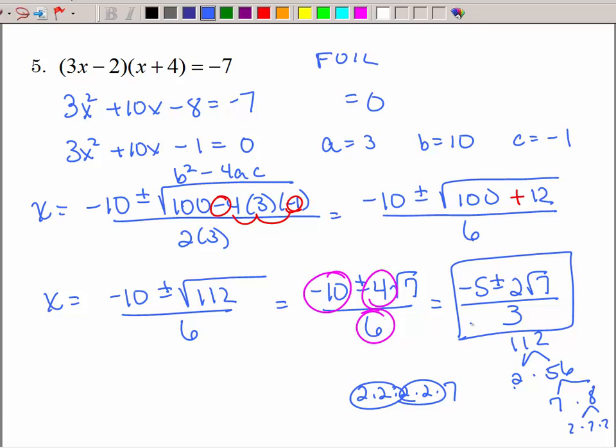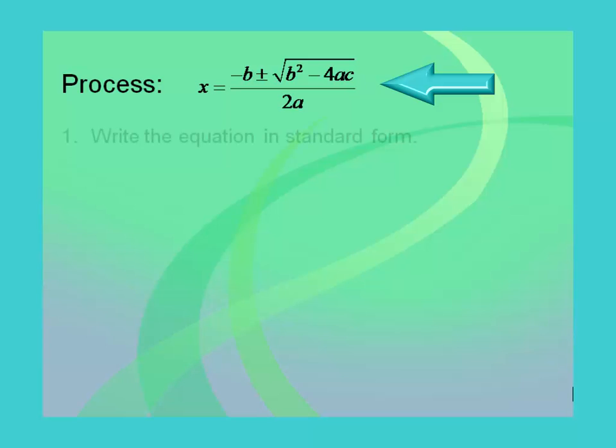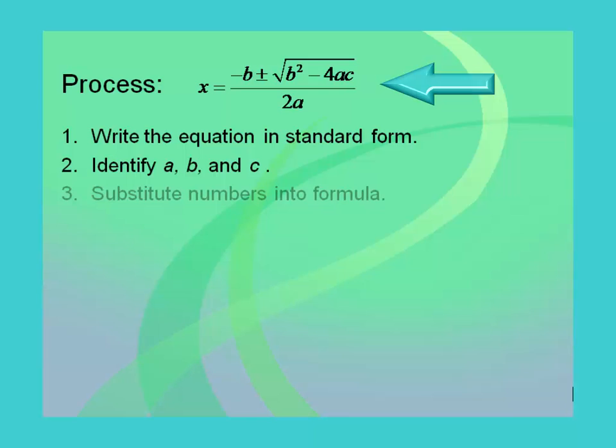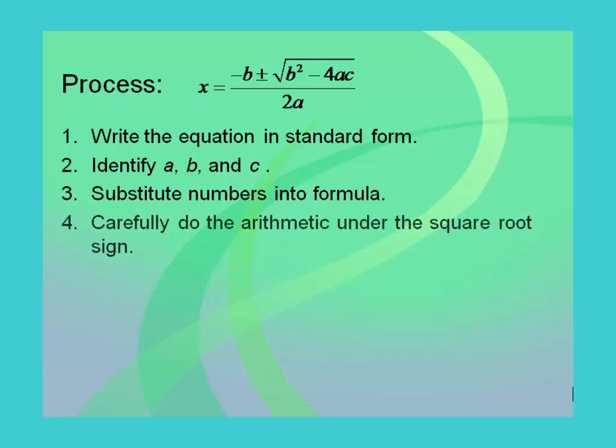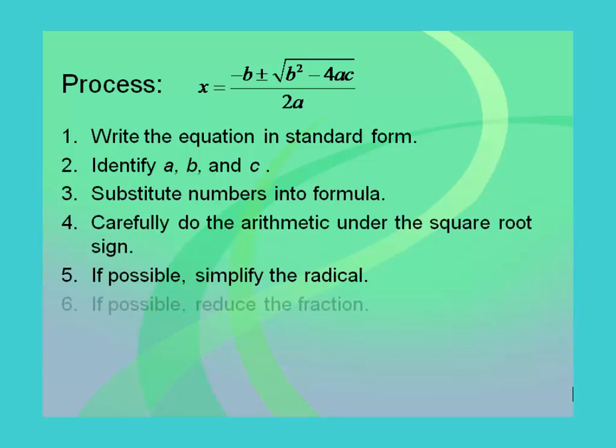Now, every example I've done, I could reduce. That does not necessarily happen. Alright, so again, you've got to memorize this formula correctly. You need to take it step by step. Make sure you know what a, b, and c are. Put the numbers in the formula and carefully do that arithmetic. Again, that's one of the hardest steps, believe it or not. Then simplify the radical, and then maybe you'll be able to reduce that fraction.